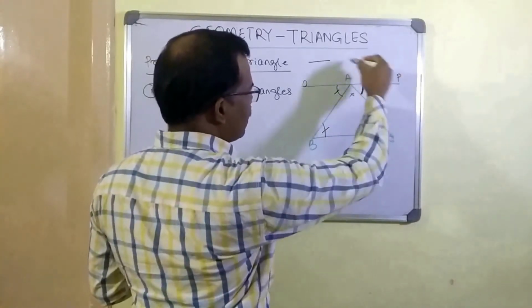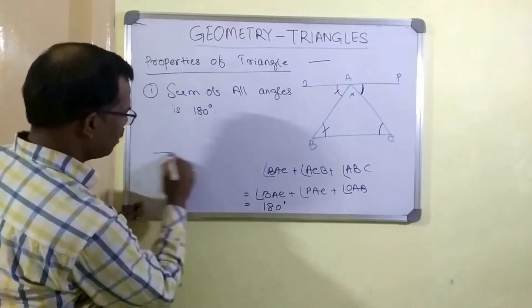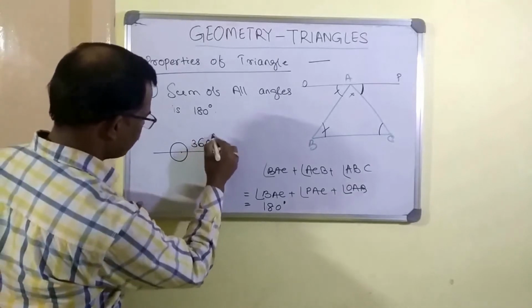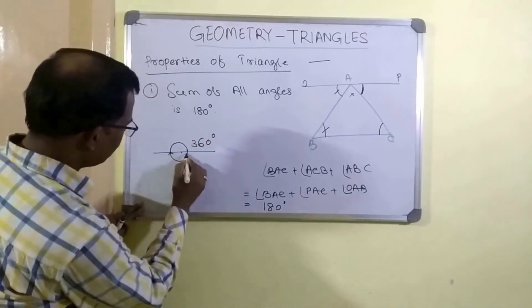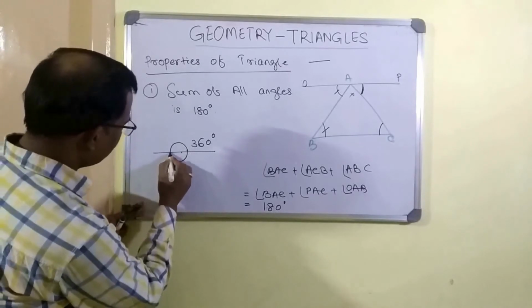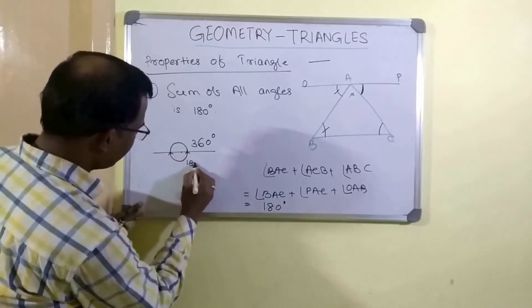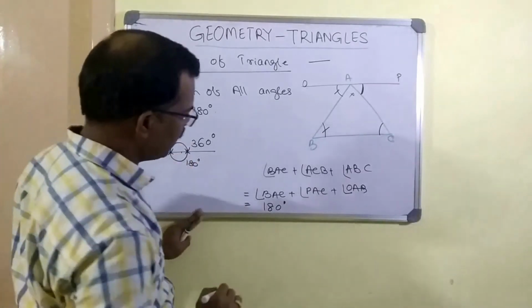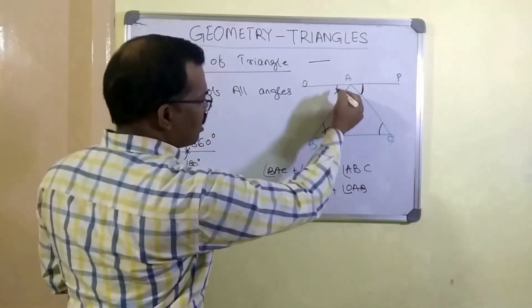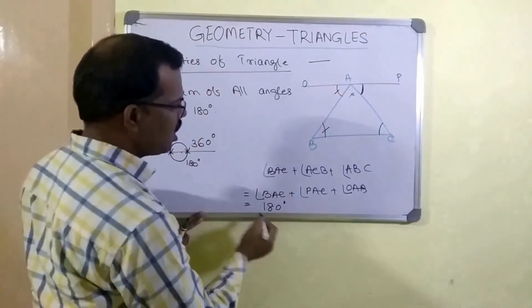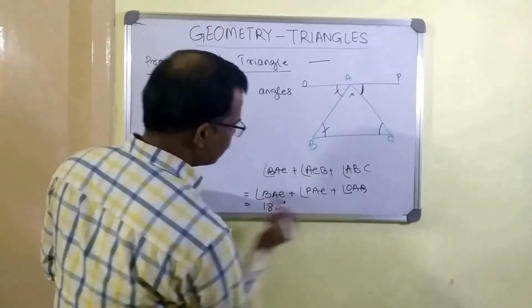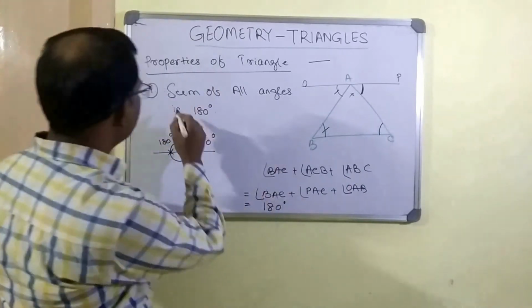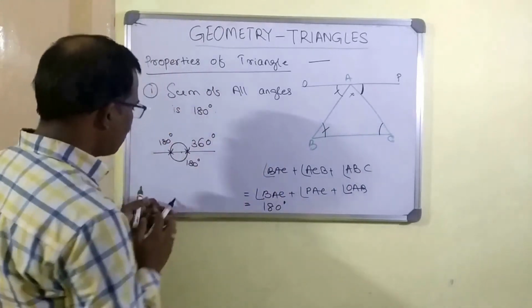The full circle is 360. If I draw a circle here and point here, the full circle is 360 degrees, and the half circle is 180 degrees each. So the upper part is 180 degrees and the lower part is 180 degrees. So the sum of all these three angles is going to be 180 degrees. So our property number 1 becomes: the sum of all angles is 180 degrees.